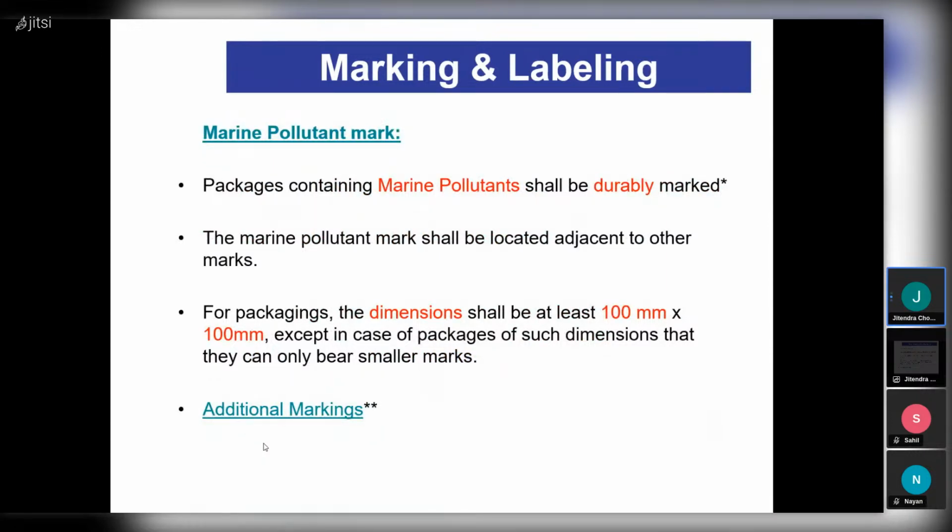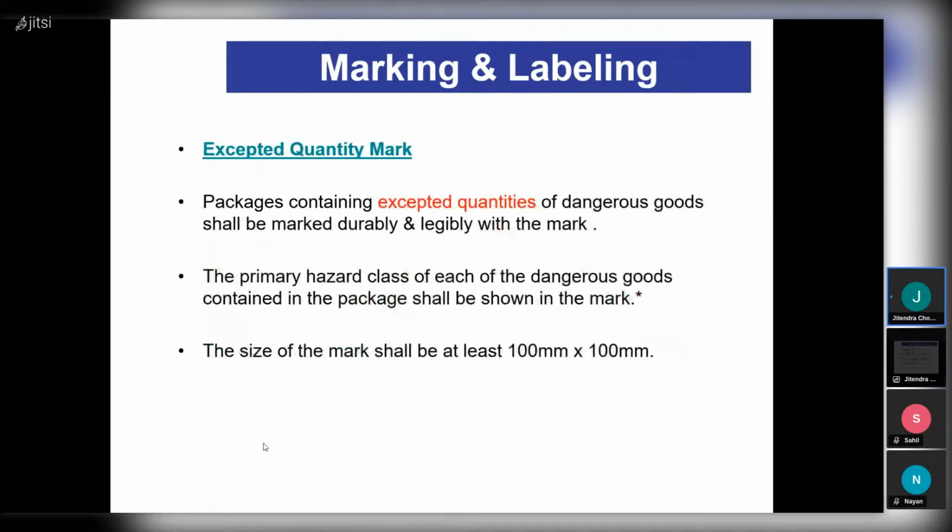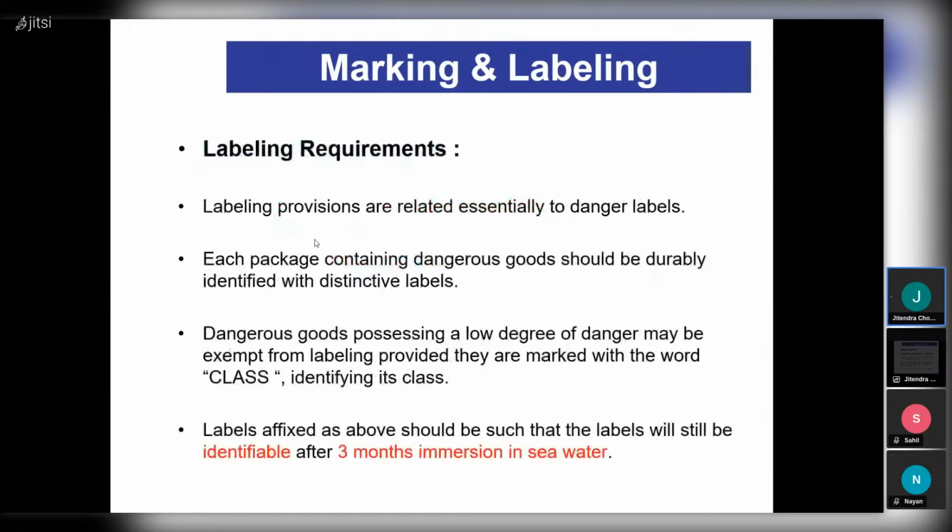Marine pollutant shall be durably marked. So proper marking that it is a marine pollutant or not, and the packaging size should be 100 mm by 100 mm at least. And if there is an accepted quantity, there are exceptions in case you need to exceptionally load the cargo. So that marking should be there. What is the primary hazard, primary class, size of the mark 100 mm by 100 mm.